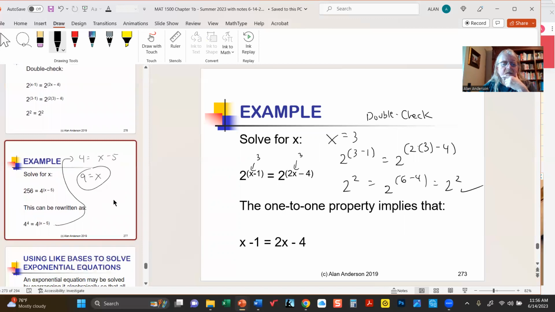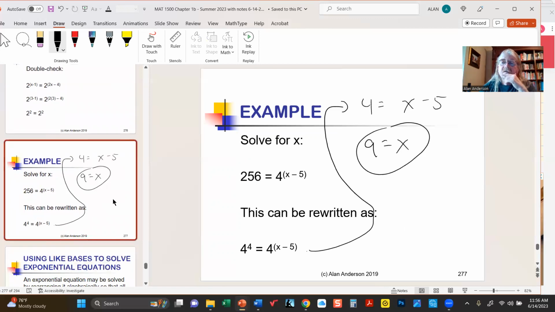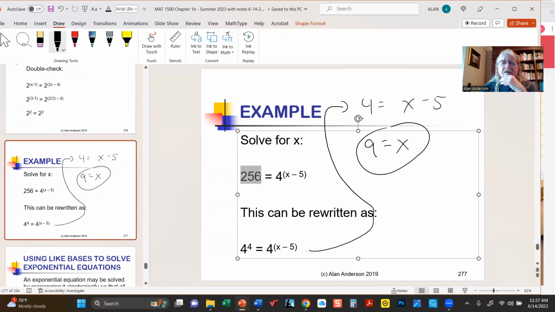Now, here's another one, which at first glance does not appear to fit in here. It doesn't look like we're allowed to use the one-to-one property, and yet, look what I was able to do. 256, it turns out, is 4 to the 4th power. So look what I've got. 4 to the 4th equals 4 to the x minus 5. And that means that 4 equals x minus 5, or 9 equals x.